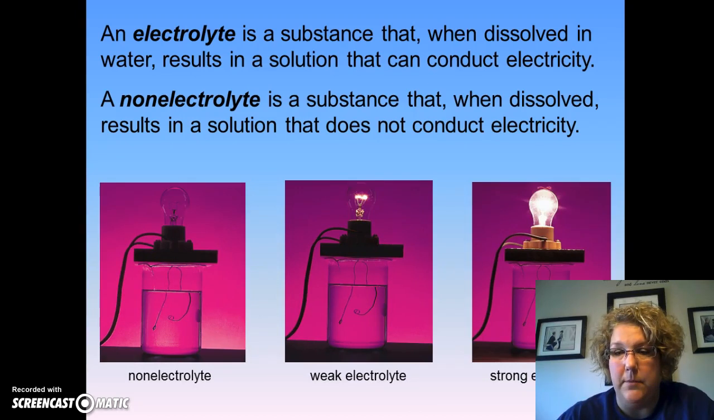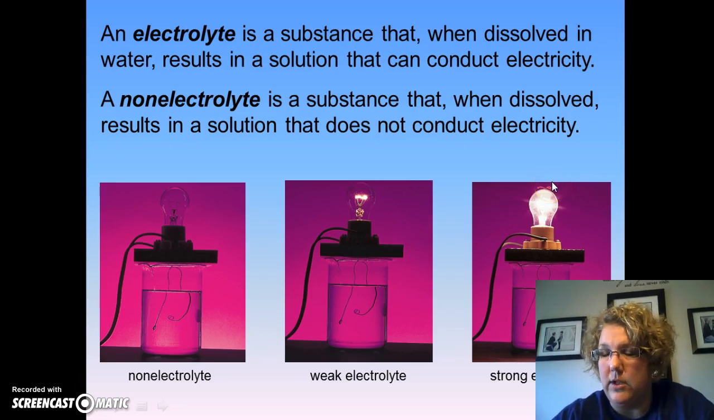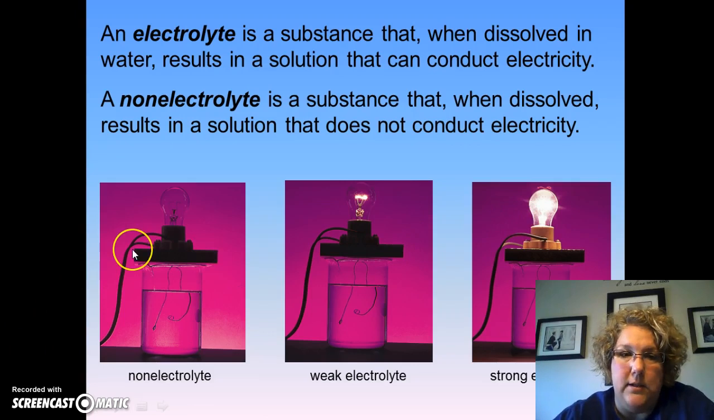So here are some examples. Over here on the right, we have a strong electrolyte, like salt water or hydrochloric acid. Those are strong electrolytes because they completely dissolve and dissociate in water, so there are a lot of ions floating around, a lot for electricity to flow through, so we can get our light bulb to light up. Now, on the opposite end of the spectrum, we have non-electrolyte substances that, when they dissolve in water, do not produce any ions at all, and so the light bulb doesn't light up. But there's also some gray area in the middle.